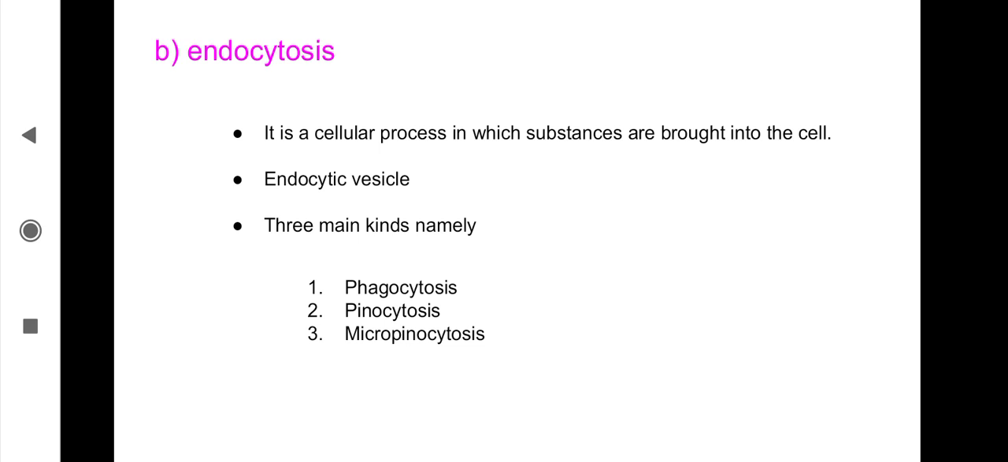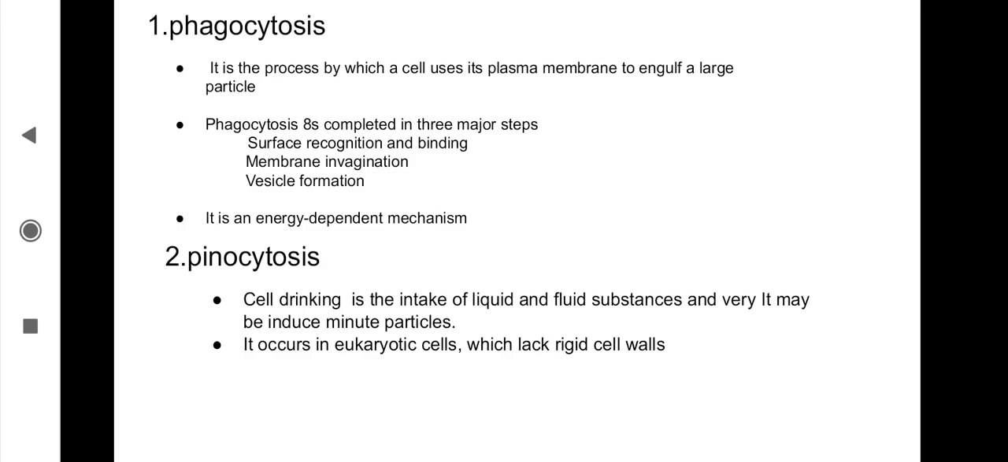Endocytosis is of three main kinds, namely phagocytosis, pinocytosis, and micropinocytosis. First of all, we discuss phagocytosis. Phagocytosis is the bulk intake of large-sized solid substances. Phagocytosis of very minute colloidal particles is known as ultraphagocytosis.